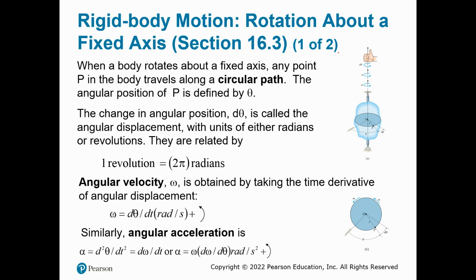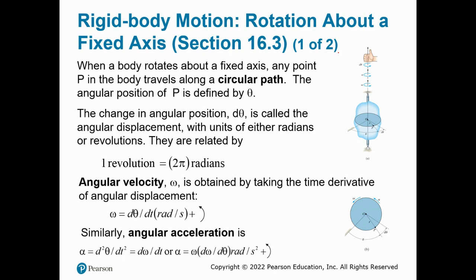Let's take a look at rotational motion. When a body rotates about a fixed axis, any point P in the body travels along a circular path. The angular position of P is defined by theta. The change in angular position, d theta, is called the angular displacement, with units of either radians or revolutions. We know there's a small unit conversion here: every one revolution is equivalent to 2 pi radians.